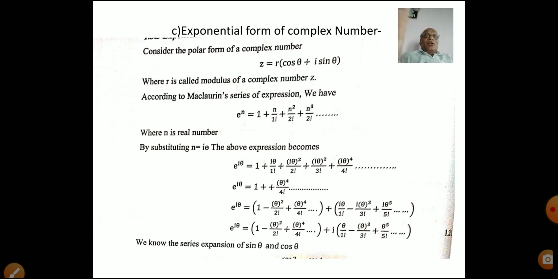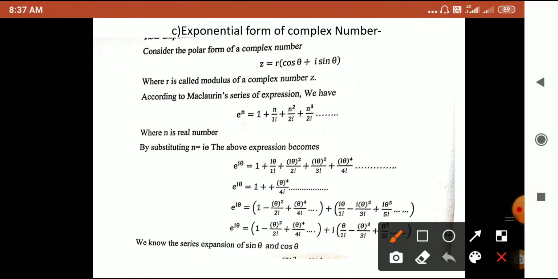Now we see the next form of a complex number, which is the exponential form. Exponential means e raised to something. Now for this, consider a complex number z = r(cos θ + i sin θ), which is the polar form of a complex number. Here r is called the modulus and θ is called the argument. We are familiar with this.